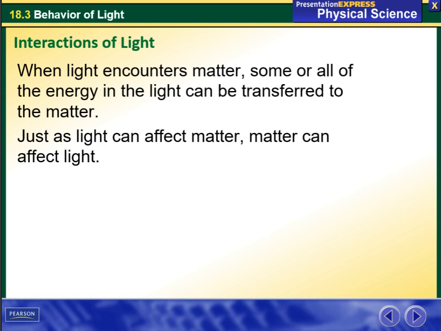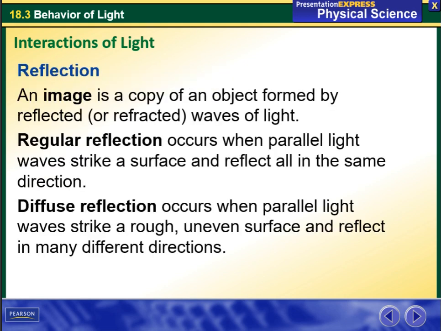When light encounters matter, some or all of the energy in the light can be transferred to the matter. Just as light can affect matter, matter can affect light. An image is a copy of an object formed by reflected or refracted wave of light.